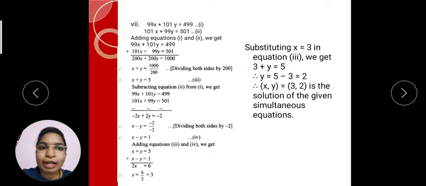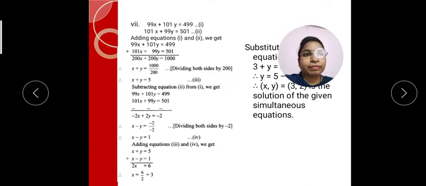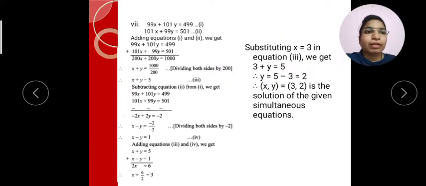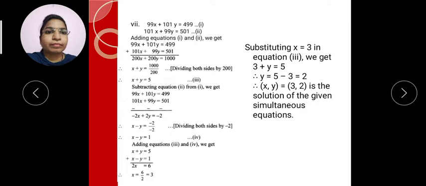Again we can simplify. How? Simply divide this equation by 200, because the coefficient of x, the coefficient of y is 200 and 1000 is also divisible by 200. So after dividing, what you will get? The simplest form of the equation, that is x plus y is equal to 5. Now listen, x plus y is equal to 5.